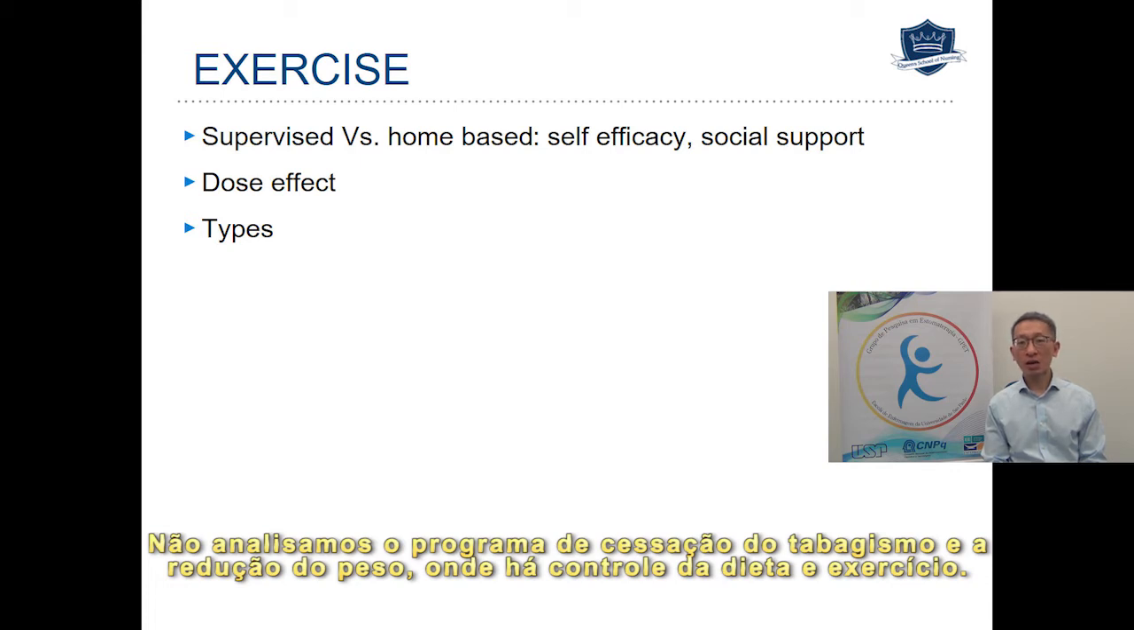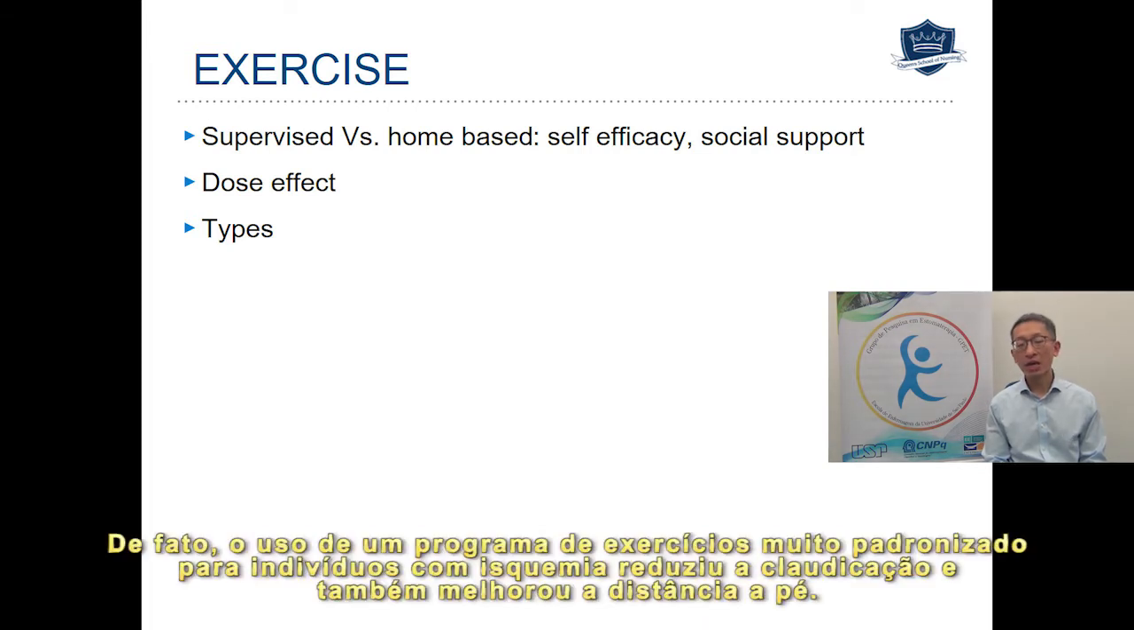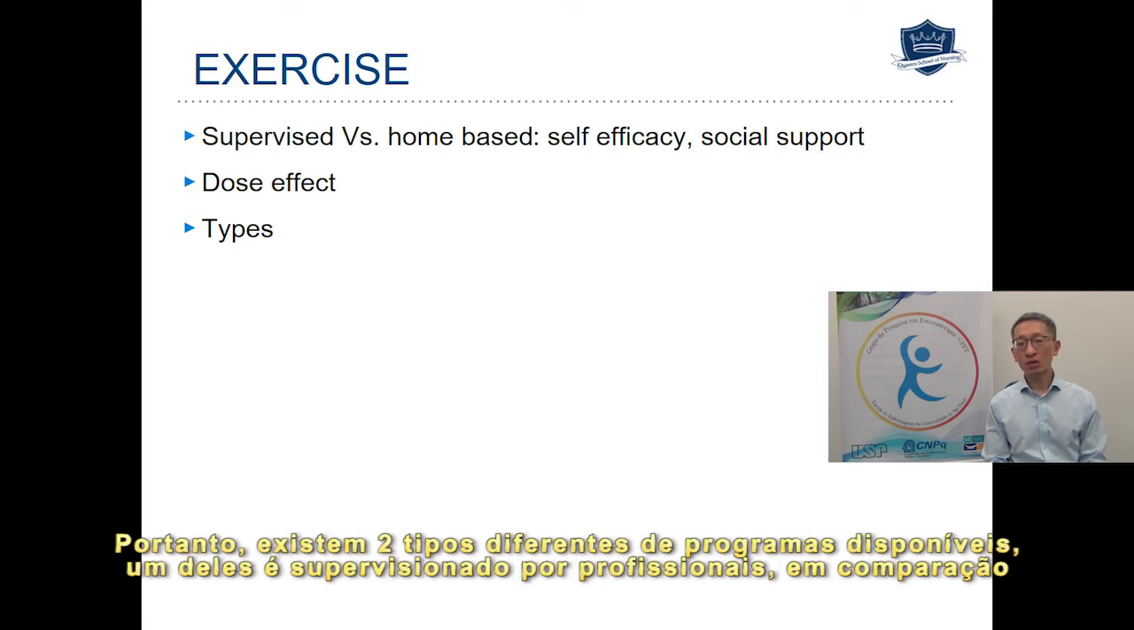Talking about exercise, one of the key recommendations from a lot of the guidelines surrounds the importance of regular exercise. In fact, delivering a standardized exercise program to individuals with ischemia has been shown to reduce claudication and also improve the walking distance. So there are 2 different types of programs available.